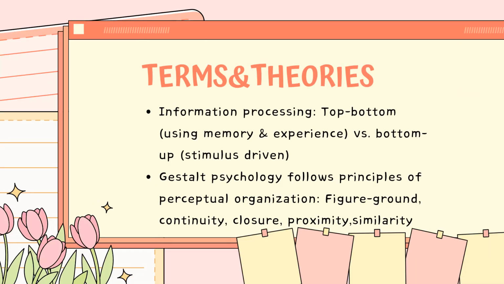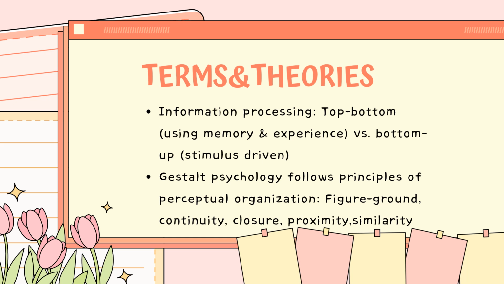In Gestalt psychology, there are two types of information processing systems, top-down and bottom-up. Bottom-up is stimulus-driven, while top-down is using previous experience and memory. Also, Gestalt psychology follows principles of perceptual organization as well: figure ground, continuity, closure, proximity, and similarity.